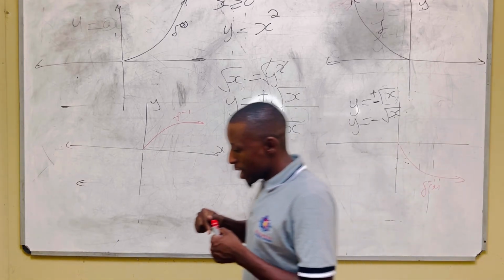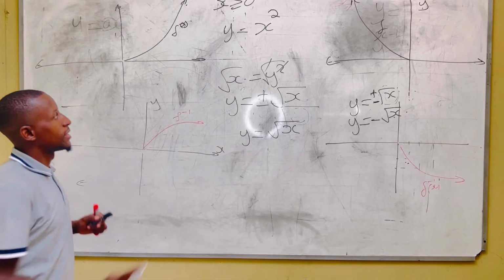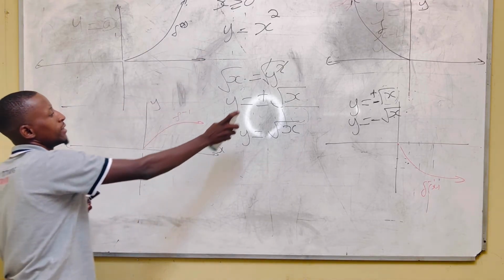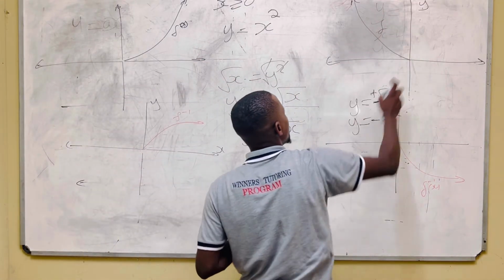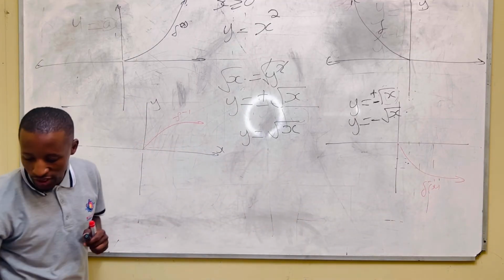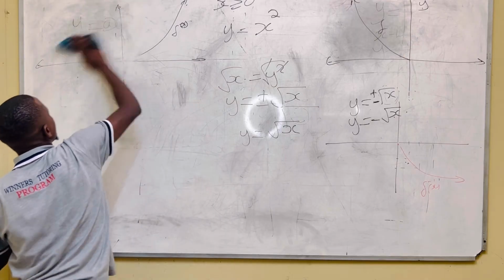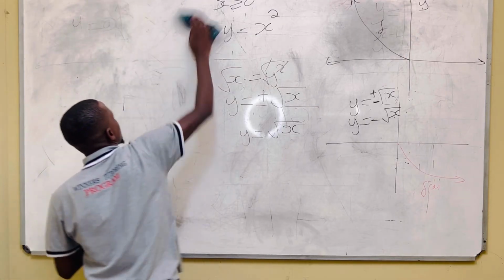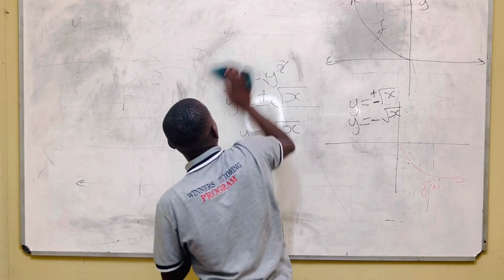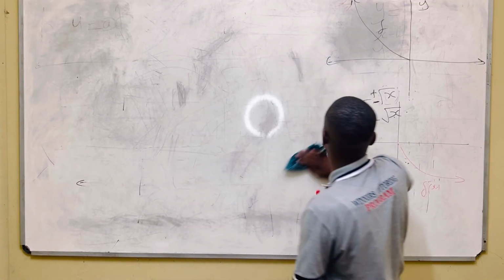So lastly, I want us to have a look at the one that is facing down. Quickly, we must find its equation. After finding its equation, then sketch the graph. So quickly, before the end of the lesson, you must be able to master this part. Yeah, so it's easy stuff.